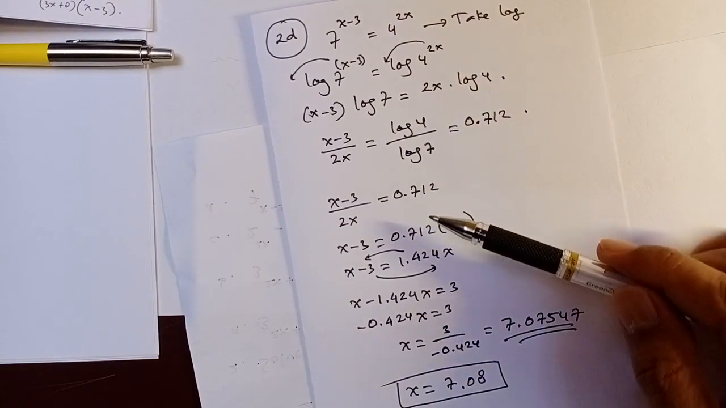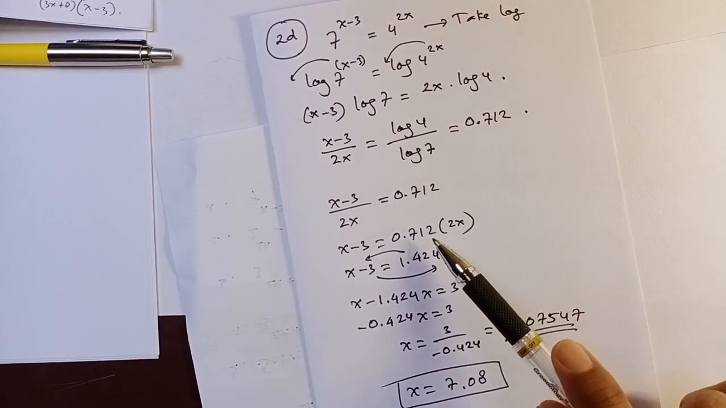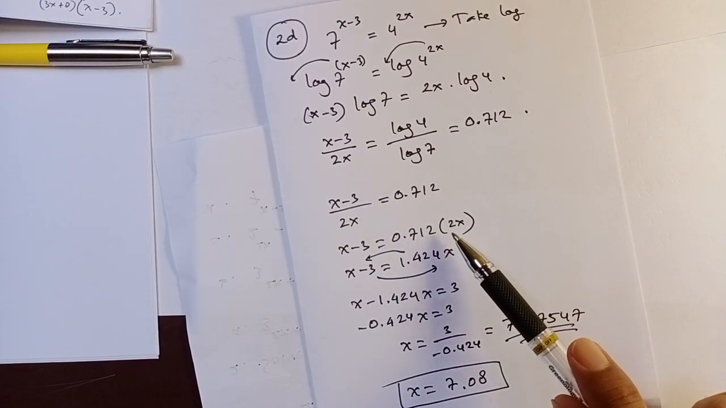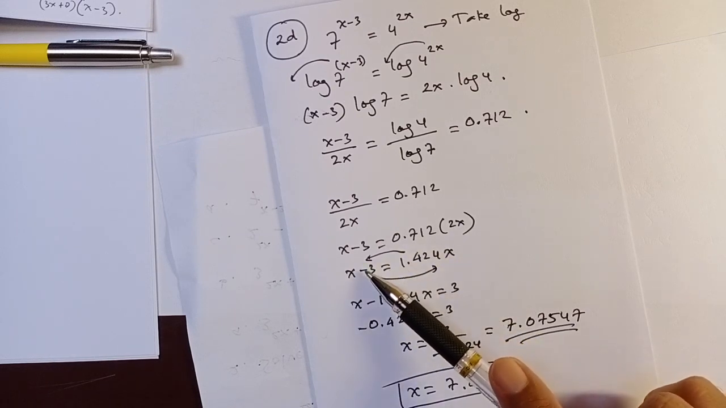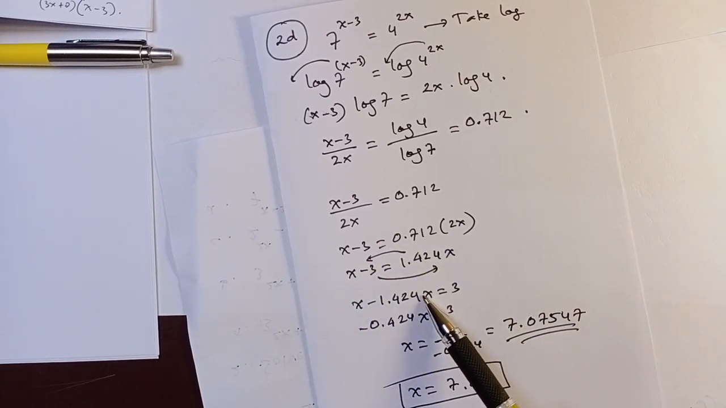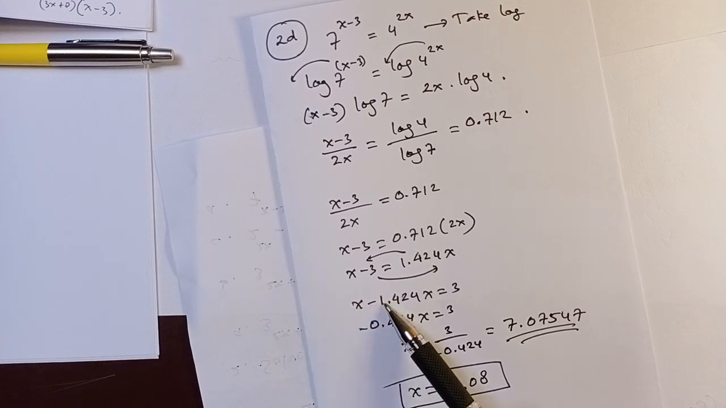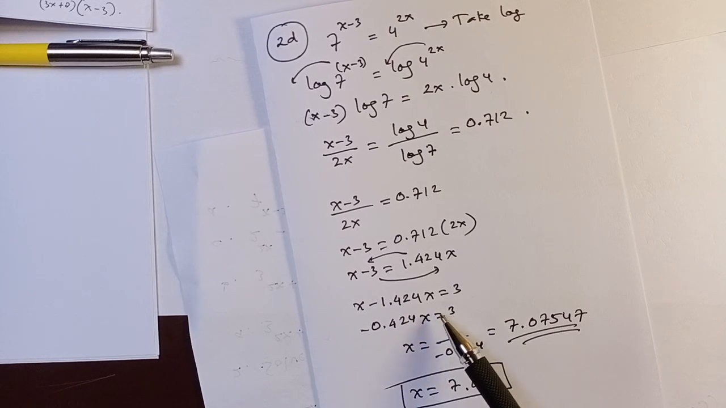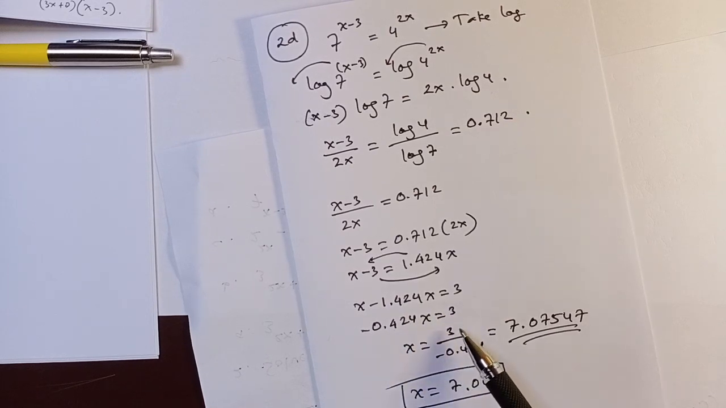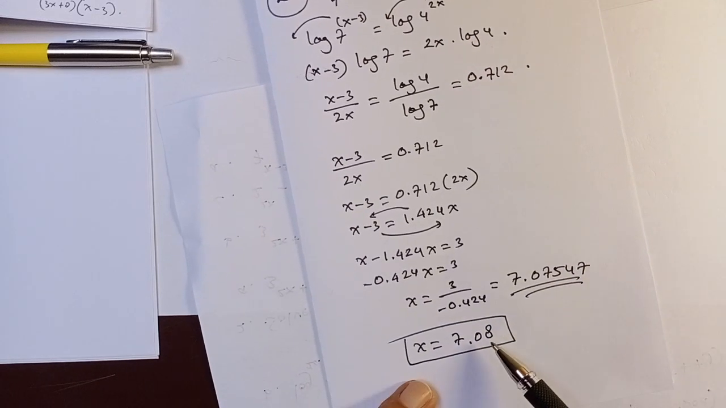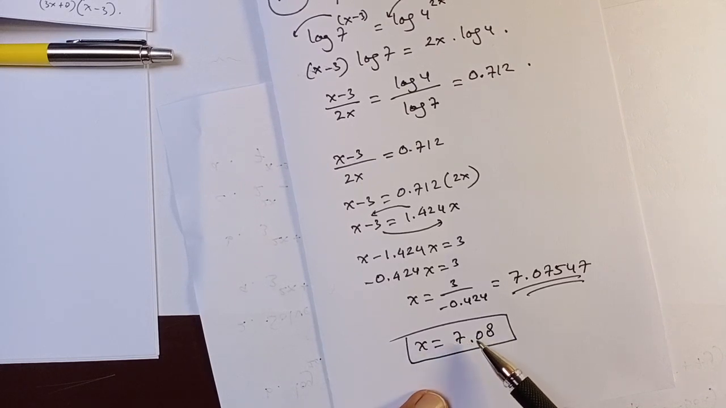And then write like this. You multiply this and this here. This number times 2, this is the answer. And then rearrange the equation. It becomes 1 minus 1.424x equals 3. And then 3 divided by minus 0.424 equals 7 point something. We round the answer to become x. Here's the answer for question part 2D.